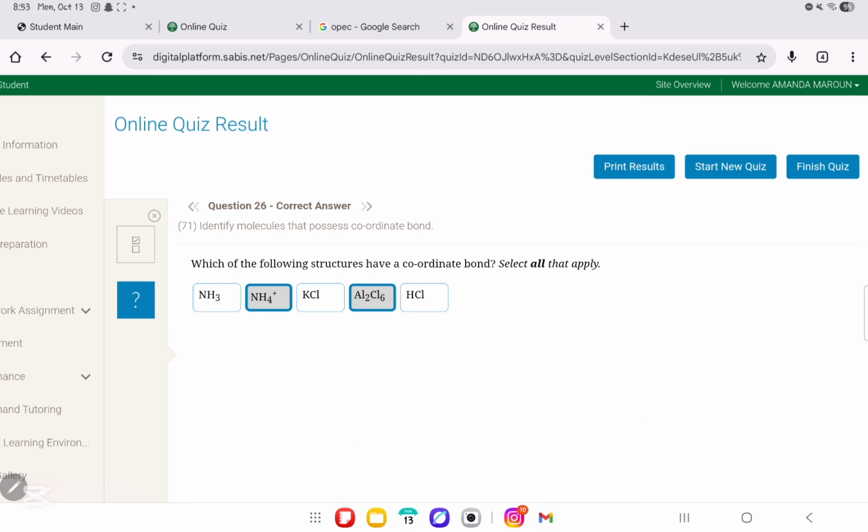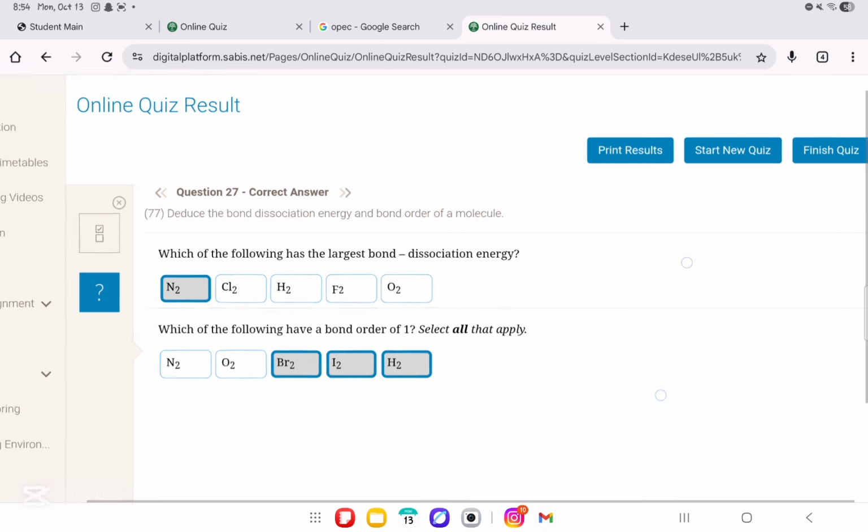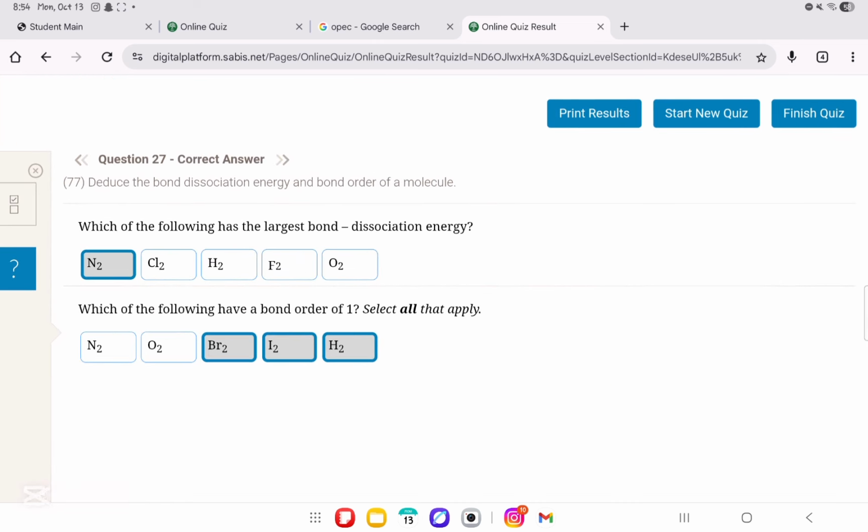So that's pretty much it for question number 26. We move on to question number 27. Hopefully it won't take long to load. Question number 27. Which of the following has the largest bond dissociation energy? Very simply, how do we find the largest bond dissociation energy? We very simply need to find out which of the following has the greatest number of bonds.